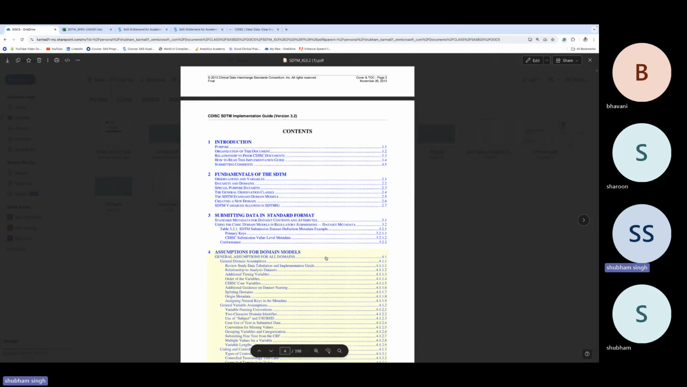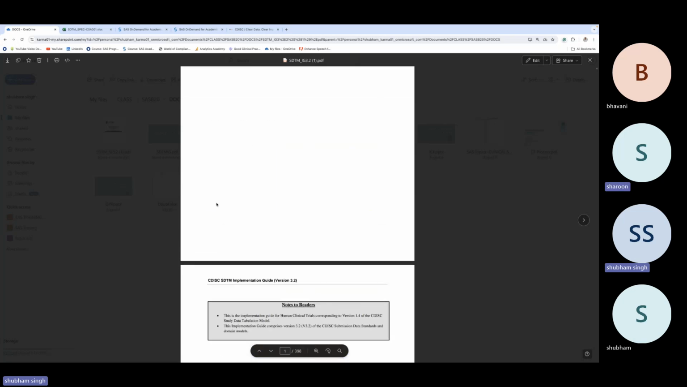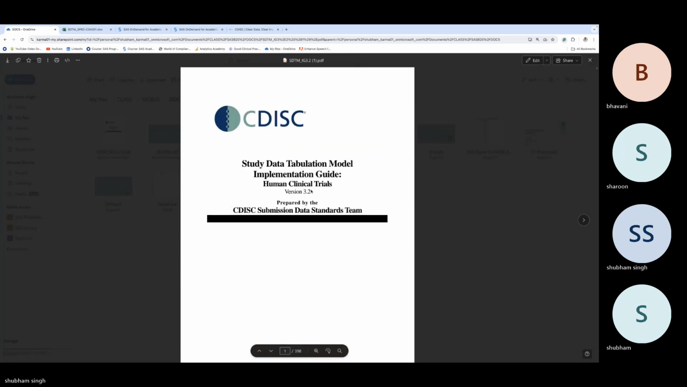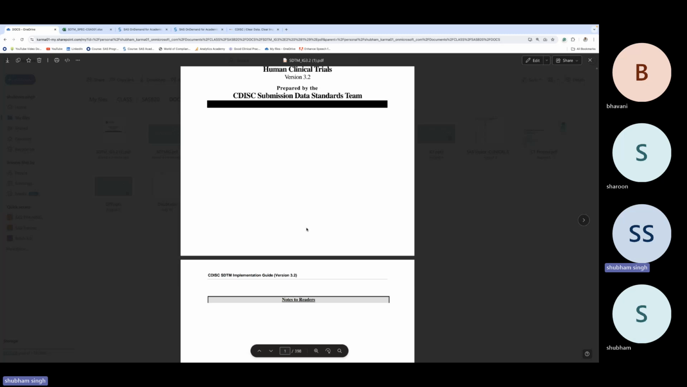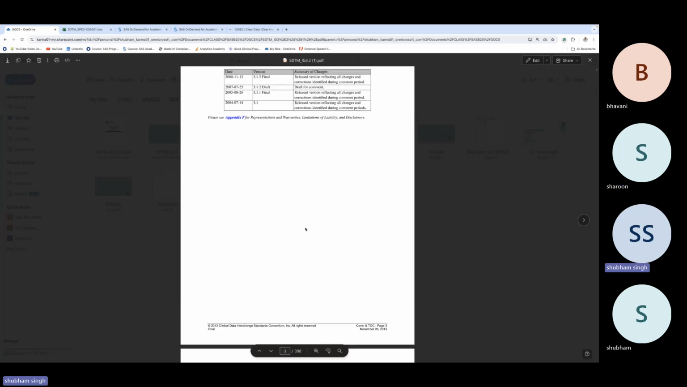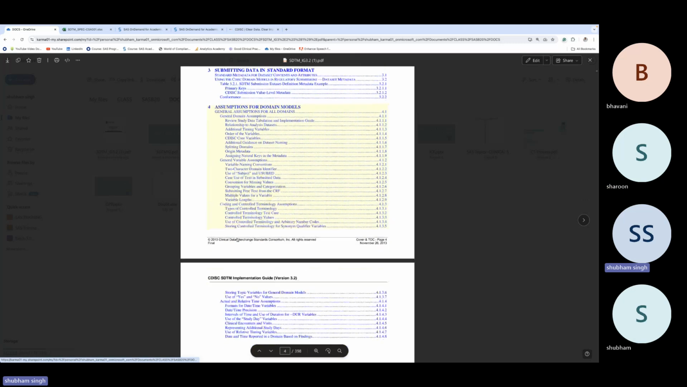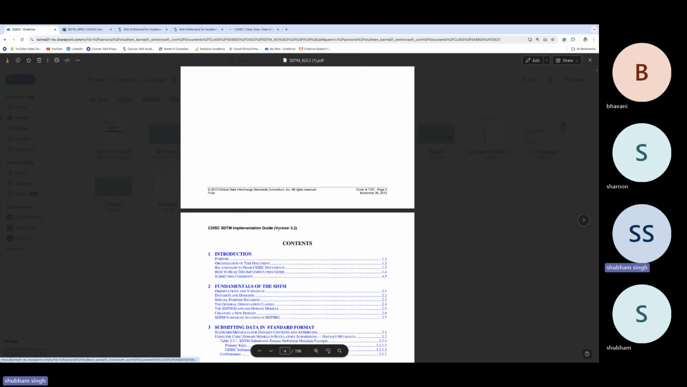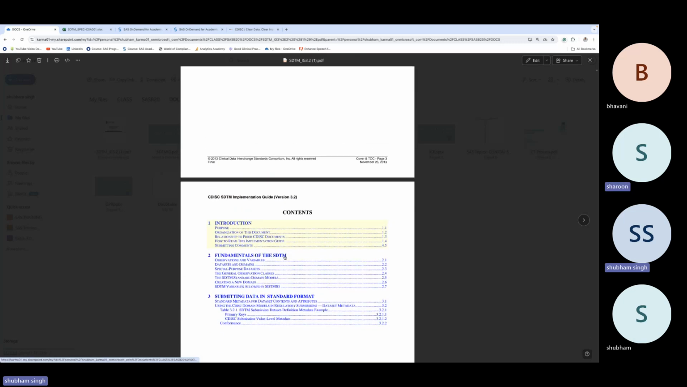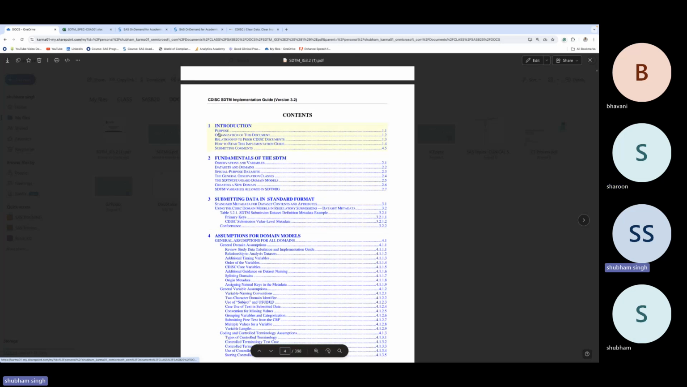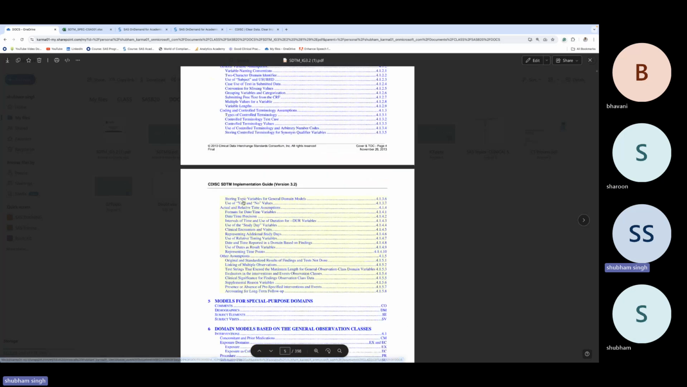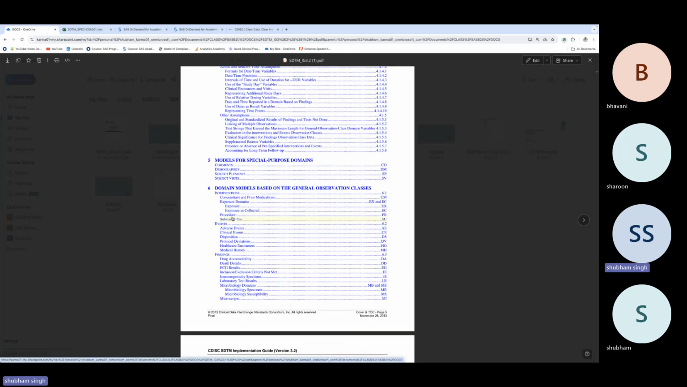I'll show you a better way, guys. Is my screen visible to everyone? Yes, sir. I have opened the document. So let's suppose it's all about datasets, right? If I have to open any dataset, you can see in the beginning the contents are mentioned. First you can read some of the things: purpose of SDTM IG, a few things, fundamentals of SDTM, and then you can see the dataset names along with the interventions domain.